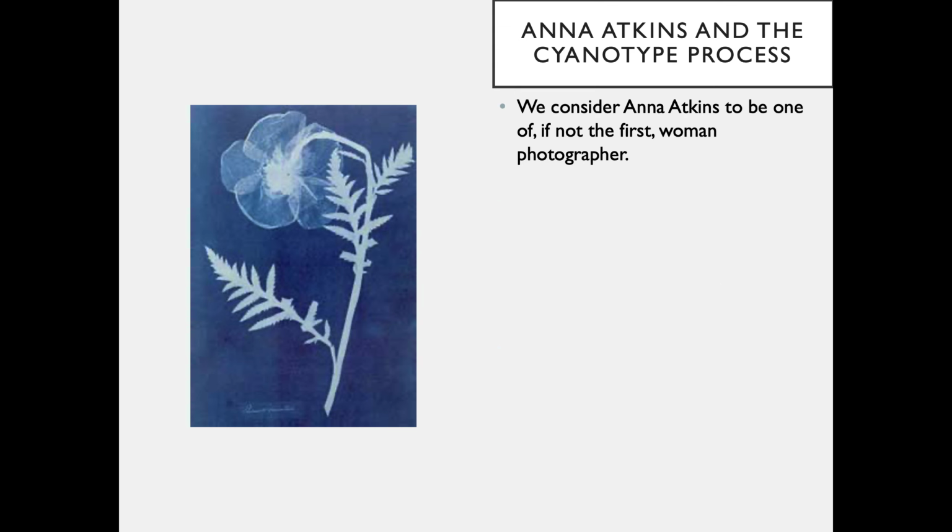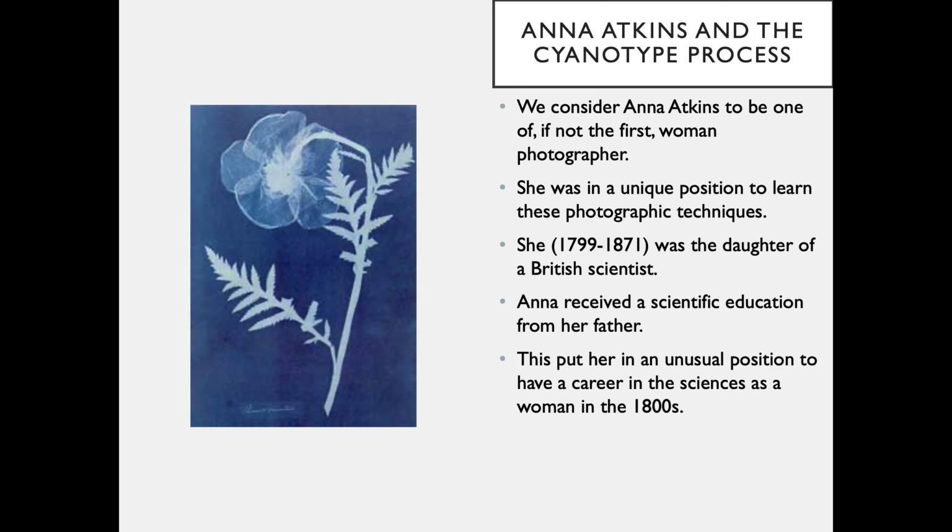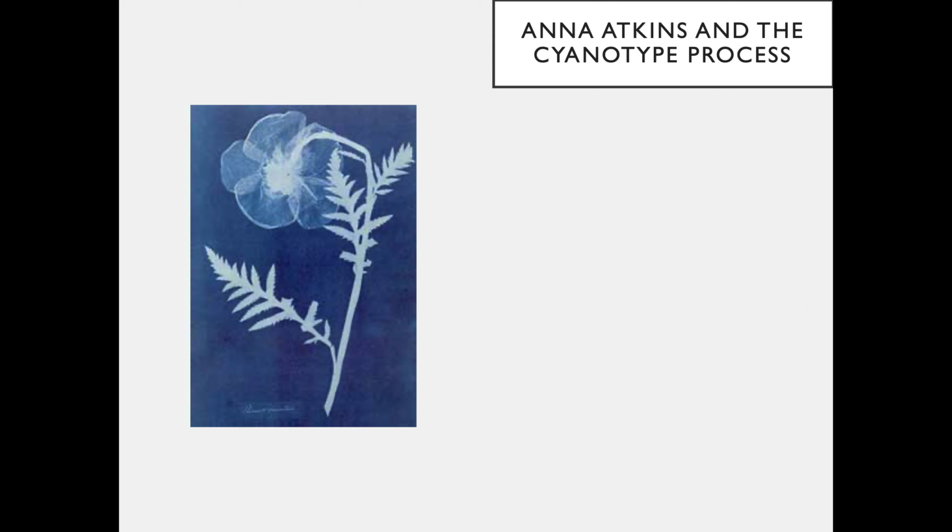We consider Anna Atkins to be one of, if not the first, woman photographer. She was in a unique position to learn these photographic techniques. She was the daughter of a British scientist, and Anna received a scientific education from her father, which was very unusual for a girl at that time. And this put her in the unusual position to have a career in the sciences as a woman in the 1800s. She became a scientific illustrator.